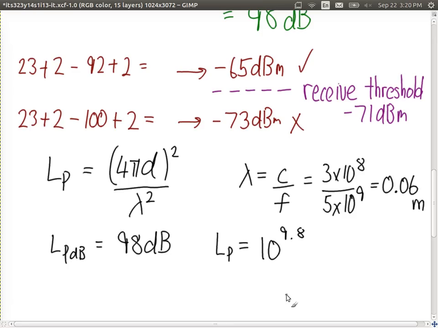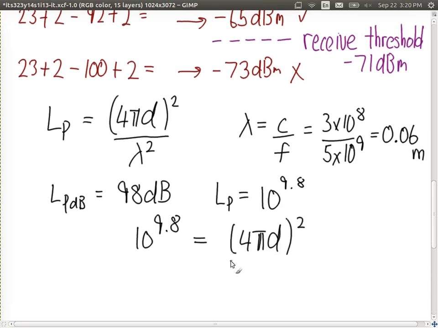Remember the inverse of calculating our decibels, 10 log base 10 of the factor. So the inverse, we take our decibels, divide by 10, and that's the exponent with a base of 10. So these are the same numbers, one in dB, one is the absolute factor. So, given our path loss equation, in free space, meaning in perfect conditions, we have 10 to the power of 9.8 equals 4 times pi, that's a pi, times the distance squared divided by lambda squared.